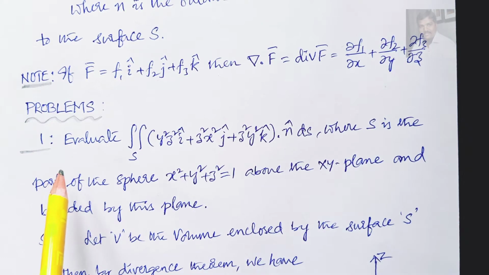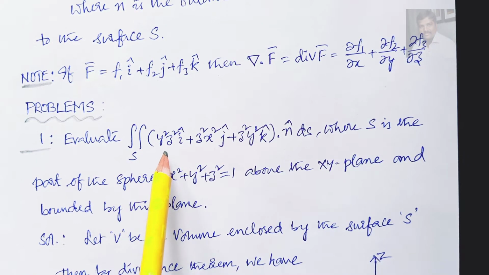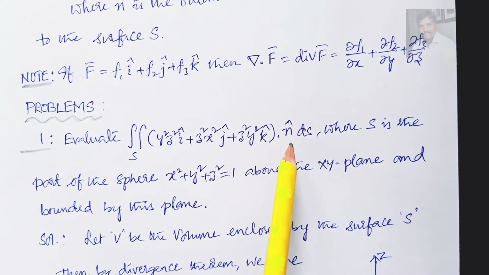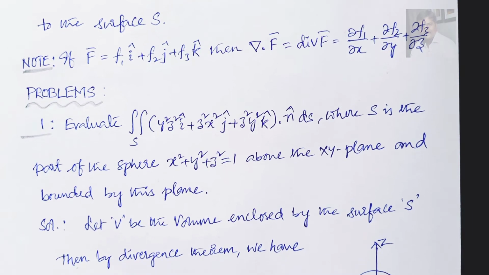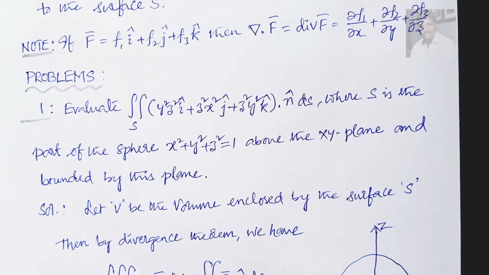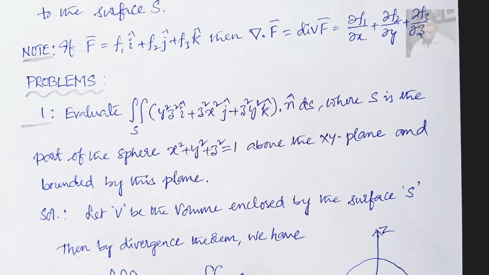The first one: evaluate the double integral over S of y square z square i cap plus z square x square j cap plus z square y square k cap dot n cap dS, where S is the part of the sphere x square plus y square plus z square is equal to 1 above the xy plane and bounded by this plane. The part of the sphere above the xy plane means here a hemisphere, bounded at the bottom by the xy plane. So this is the given problem.